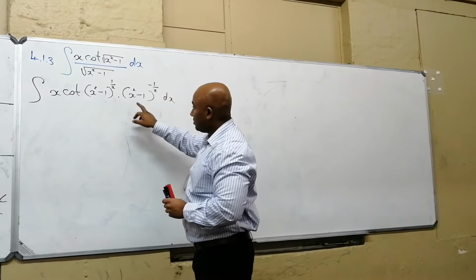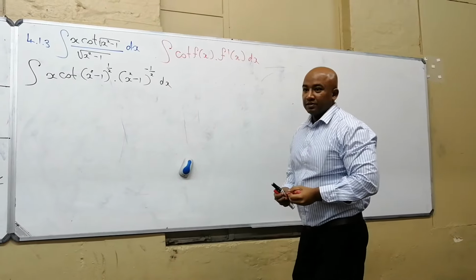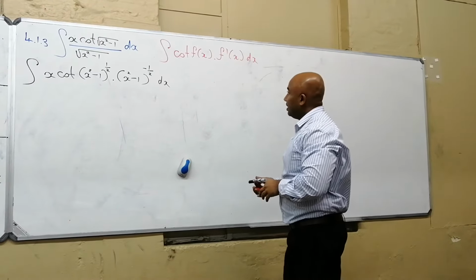We are dealing with an example like this here. We have cot f of x times f prime x dx. Okay. So if you have cot f of x times f prime x, then you're going to let u equal to f of x. Right, so in a case like this here, you are going to let u equal to, there's my f of x here. Can you see that?